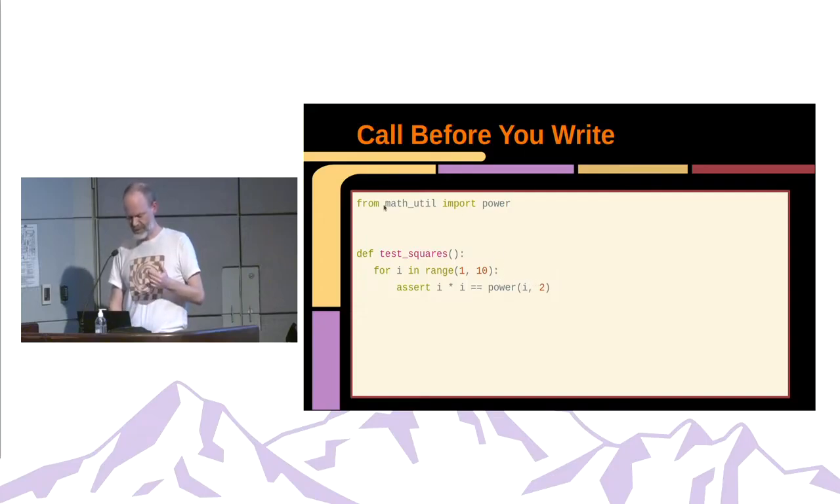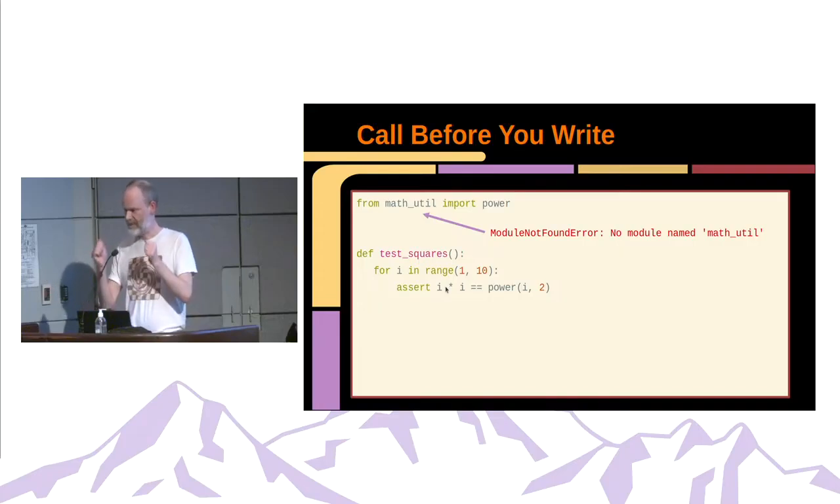So we're going to import that imaginary function, and then for every number from 1 to 9, we're going to go through and test that when you call power with that number and the power of 2, you get back the number times itself. So when you run that, it says module not found. You didn't write that file yet.